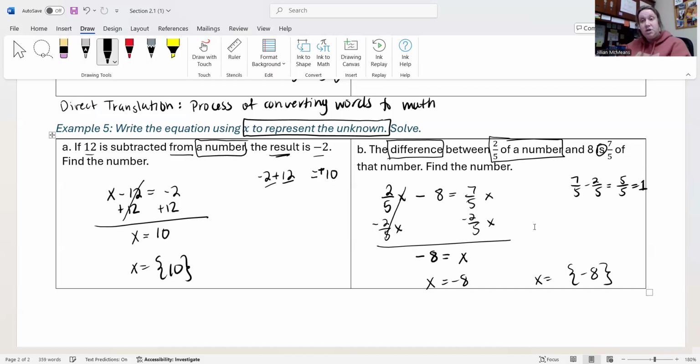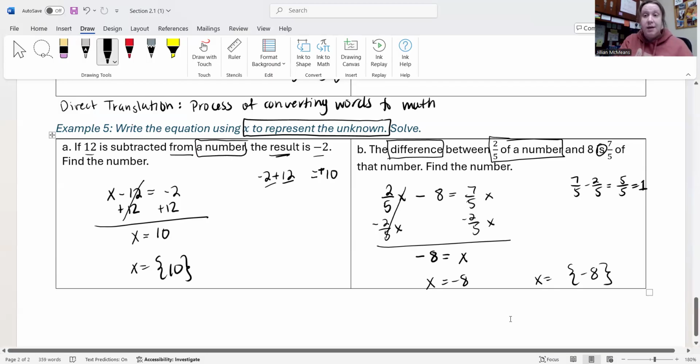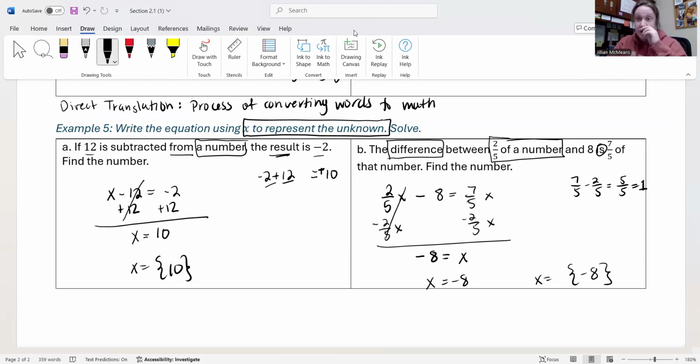If you want to go back and check the solution for both of these, you're welcome to, but for the sake of time in this video, I'm just going to skip it. Okay, so start wrapping your head around this idea of converting words to math. We're going to do a lot of it later in this chapter. And also understand that sometimes before you can apply the property, you have to do some simplifying to your equation first. Okay, and that's going to be a big theme in future sections. All right.